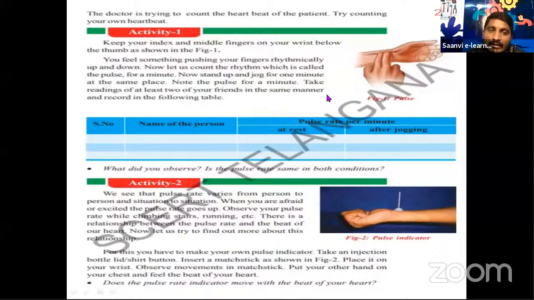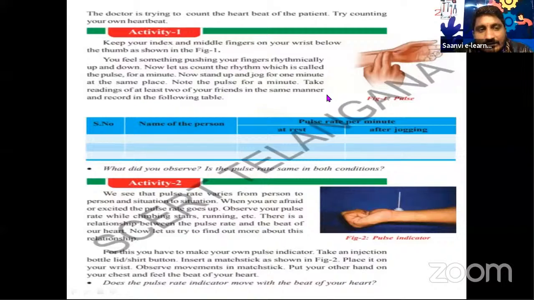And you have to take readings of at least 2 of your friends also in the same manner, and record your readings before the jogging and after the jogging, and your friends' readings also before and after jogging. Record them in the following table.